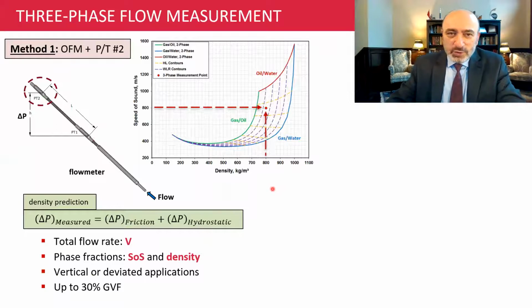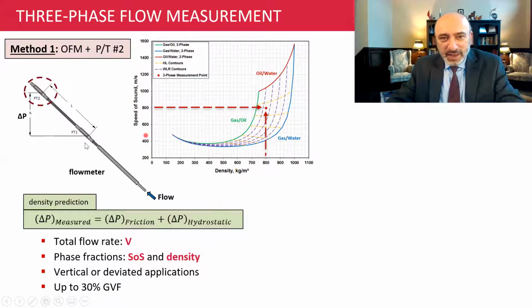So now let's talk about method number one. In this first method, the optical flow meter and the PT gauge number 2 are used. The idea here again is to predict the density. How do I do that? I have a PT gauge integrated into the flow meter. Now I'm going to be using my secondary PT gauge, and I will be measuring a differential pressure between these 2 points.